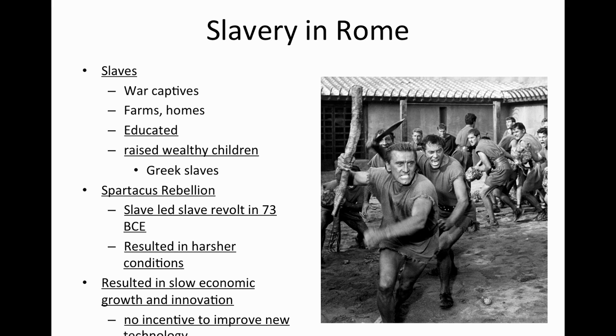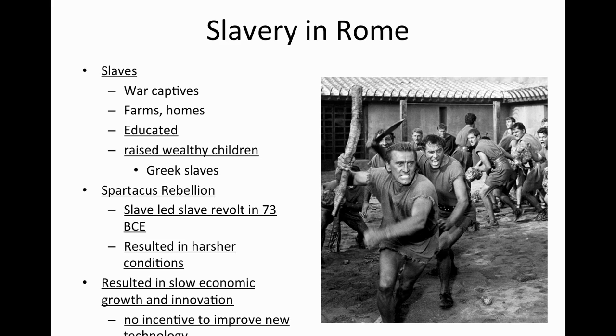All right, slavery in Rome. Slaves were very common in Rome, usually war captives. They would work in the home. They would work on farms. They were at times educated. They would raise the children of wealthy families, especially Greek slaves who were probably educated. Remember, slaves did revolt, the Spartacus Rebellion around 73 BCE. Important to understand this concept.